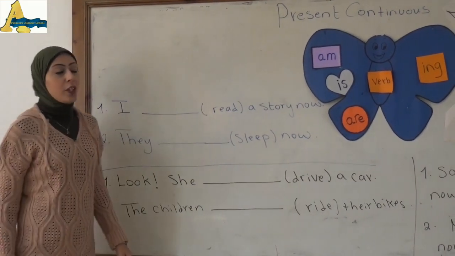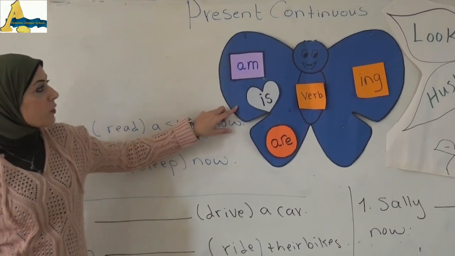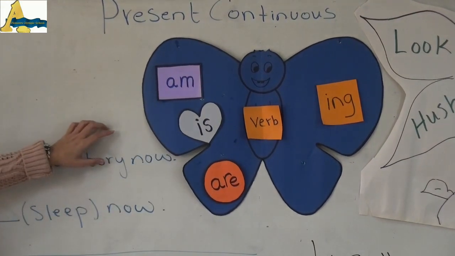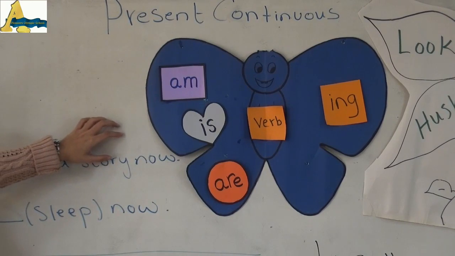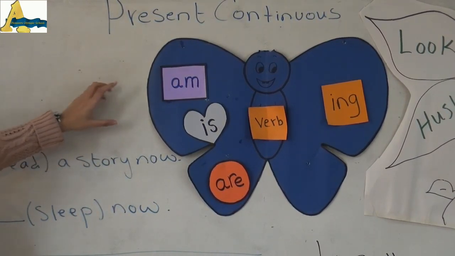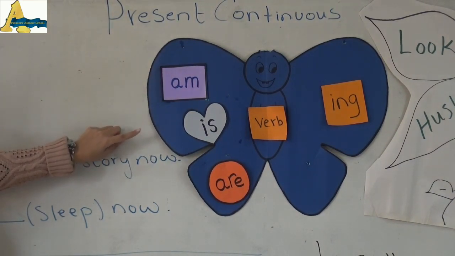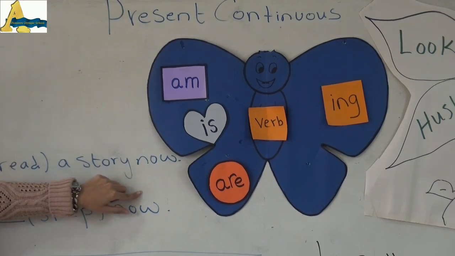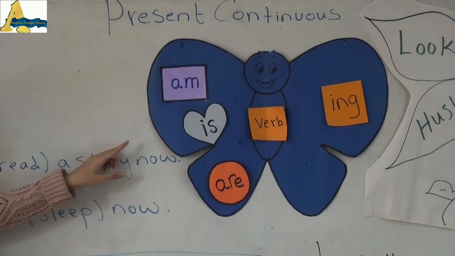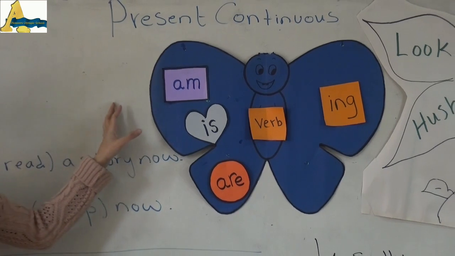Today we have our lovely butterfly. Let's look at our lovely butterfly. Our lovely butterfly will help us to answer this present continuous. Here, our butterfly consists of three main parts. The first one is verb to be, which consists of am and is and are. Let's remember together that I takes am, he, she, it take is, and they, we, you take are. This is the first wing.